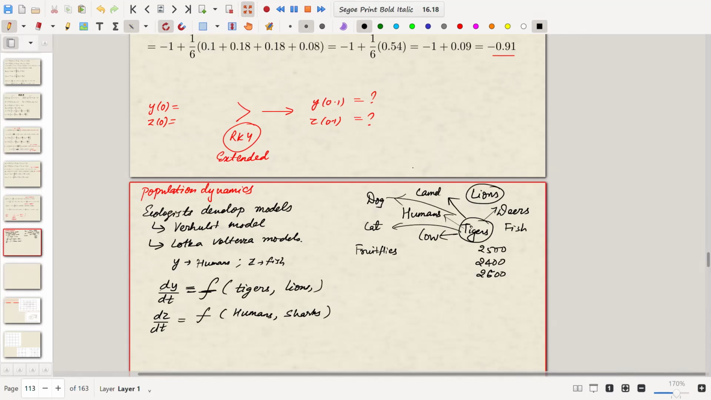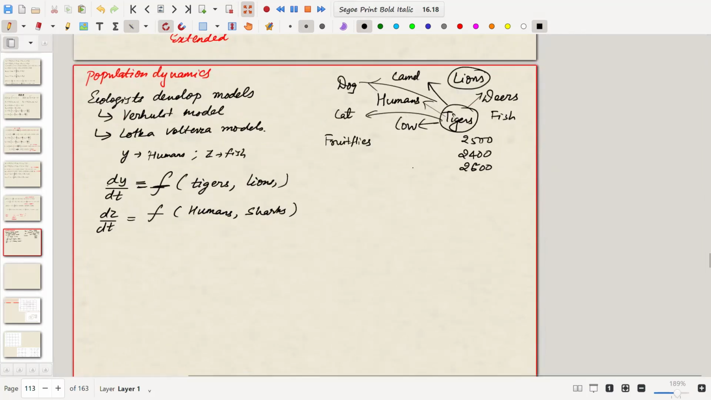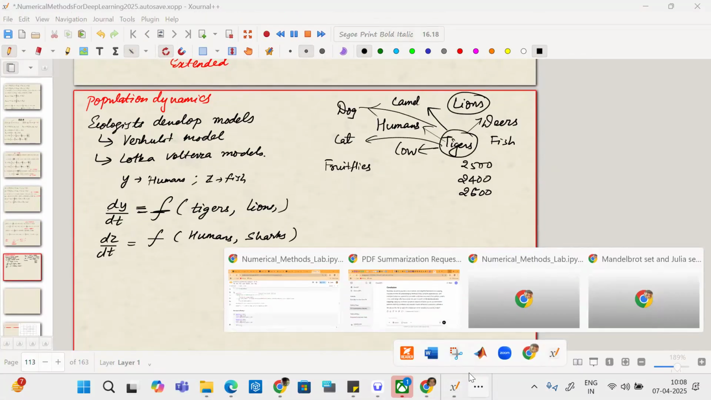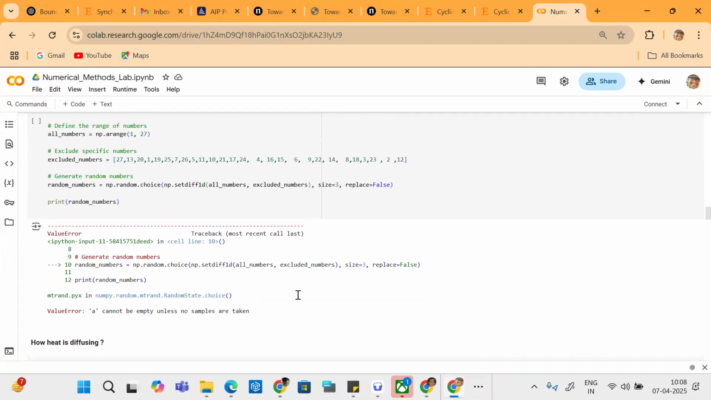So this is the motivation why we came out of the simple ordinary differential equation to understand coupled ordinary differential equations. Coupled differential equations are mostly everywhere. I will give you one more example. I think some of the capstone project students are working on it. I will tell you that example also, but we'll move to Python for now.